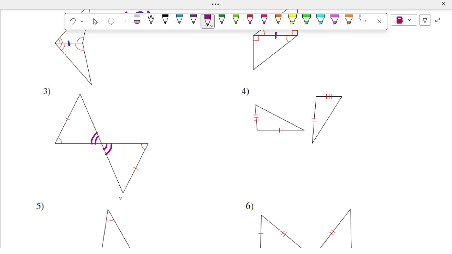So speaking of, would these triangles be congruent? They are. By what postulate? Angle, angle, side.